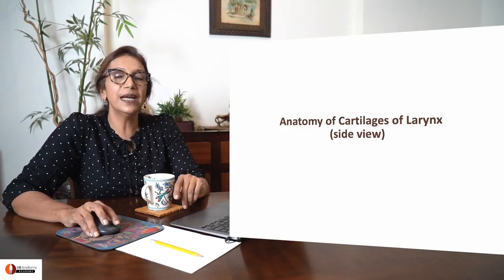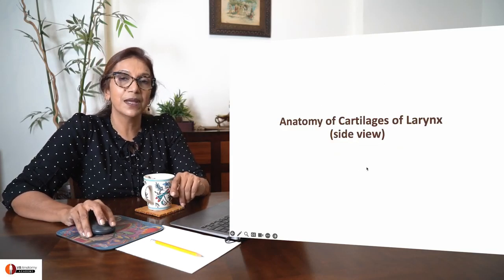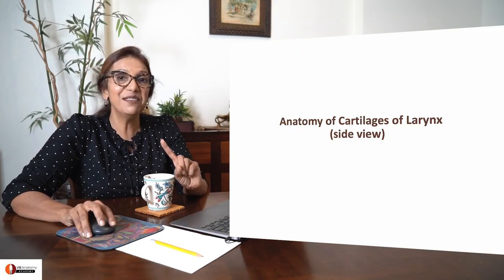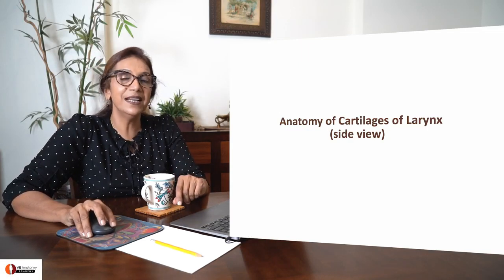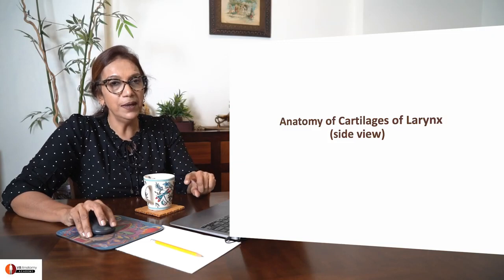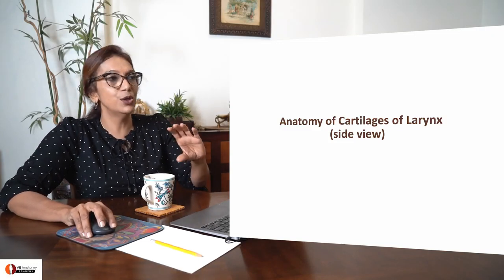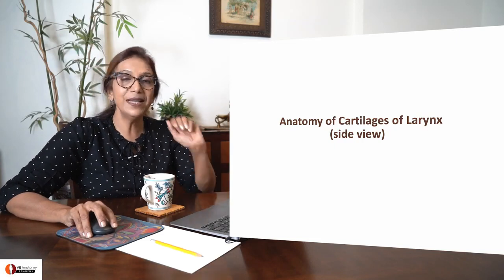Let's get down to the anatomy of these cartilages. But then if I have to understand the anatomy, I have to start, yes, the first diagram. Come, let's begin our first diagram. Remember, in this diagram, we are looking at the larynx from the side. So you're looking at the person from one side.